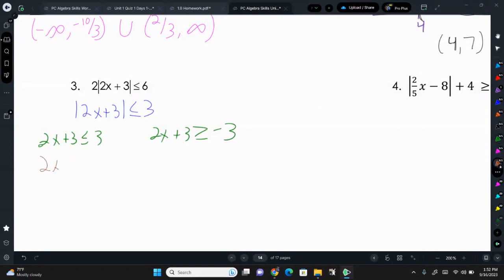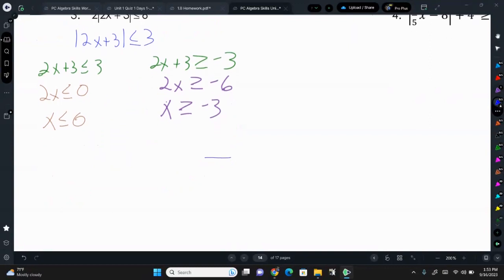So we have 2x is less than or equal to 0 once we subtract 3 from both sides. X is less than or equal to 0. And then over here we have 2x is greater than or equal to negative 6 when we subtract 3 from both sides. And that gives us x is greater than or equal to negative 3.